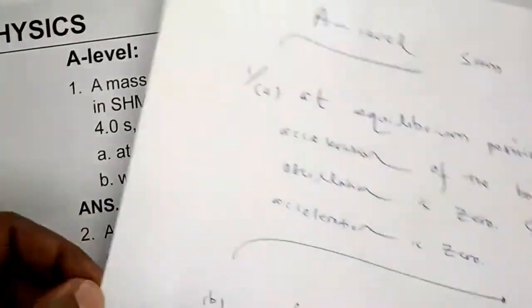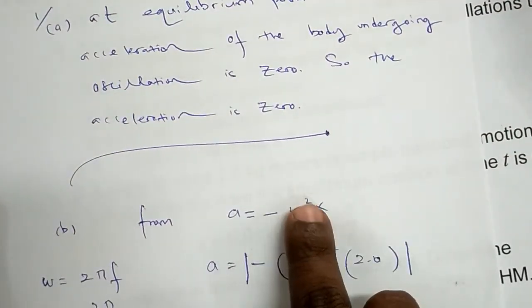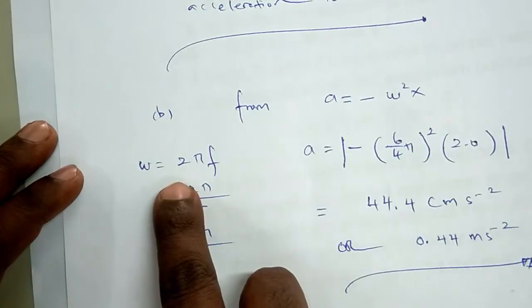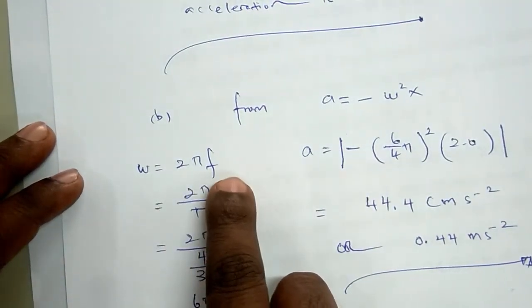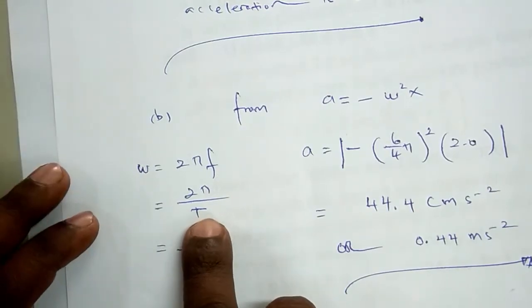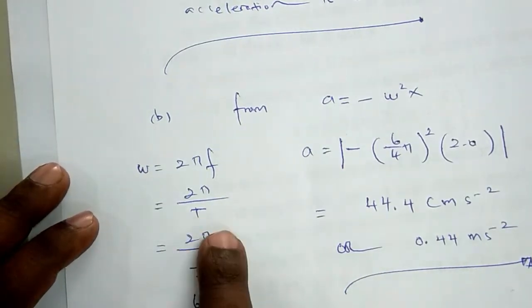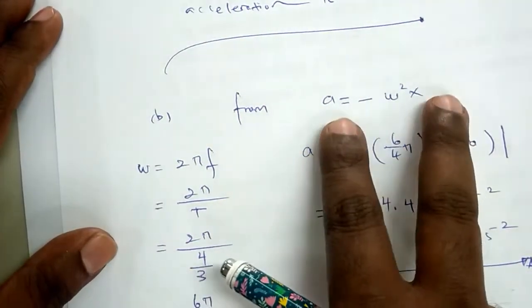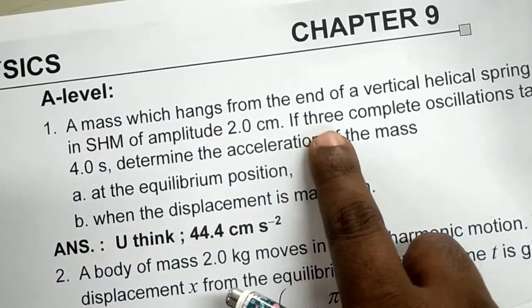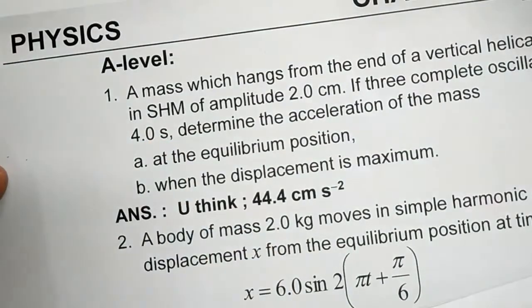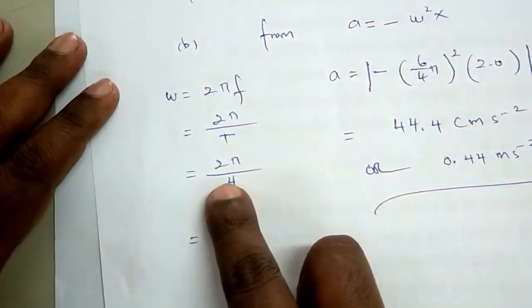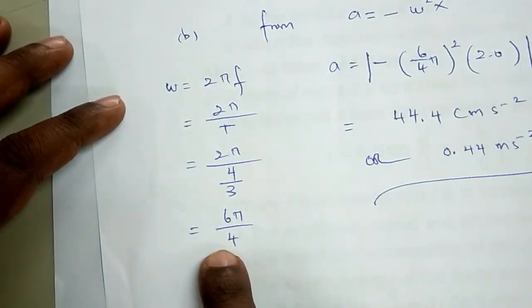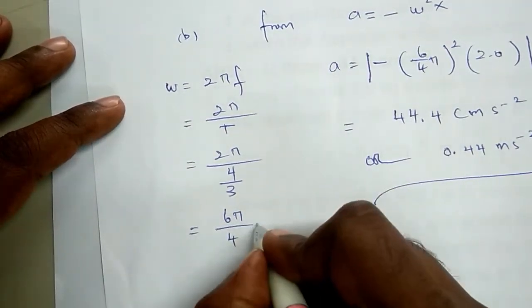By using the formula of acceleration, which is equal to negative omega squared x, where x is the amplitude, we can find the omega by using this formula. Omega equals 2 pi f, f equals 1 over period. So 2 pi divided by 4 seconds over 3 oscillations, because the question said 3 complete oscillations take 4 seconds, so the period is 4 seconds divided by 3 complete oscillations. So you will get 6 pi over 4 radians per second.